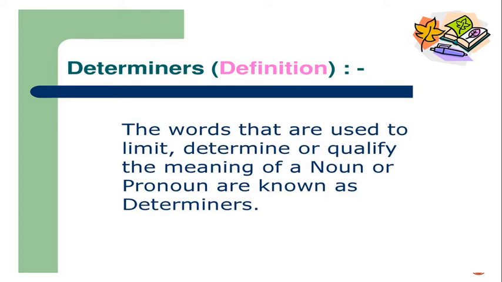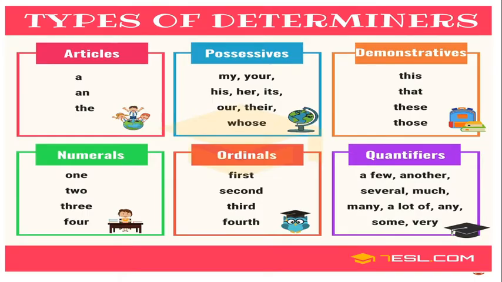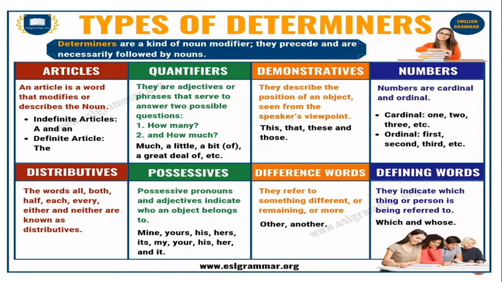The words that are used to limit, determine, or qualify the meaning of a noun or pronoun are known as determiners. There are different types of determiners in English grammar: articles, possessives, demonstratives, numbers, quantifiers, and others.